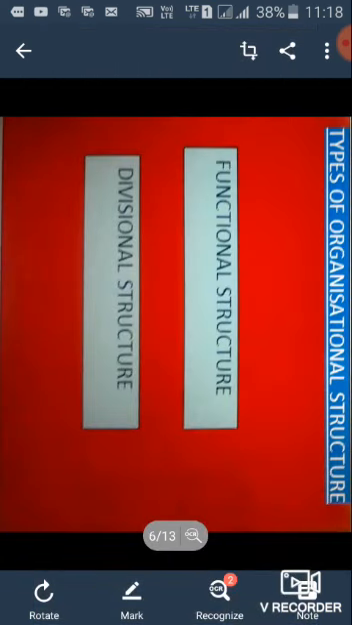Next, we'll go into the two types of organizational structure. One is a functional structure, another is a divisional structure. When we say functional structure, we are talking about an organization which is having only one kind of commodity. It will use the functional structure. Divisional structure, when more than one commodity is being seen in an organization, a divisional structure is being used there. That is, more than one commodity is being used.